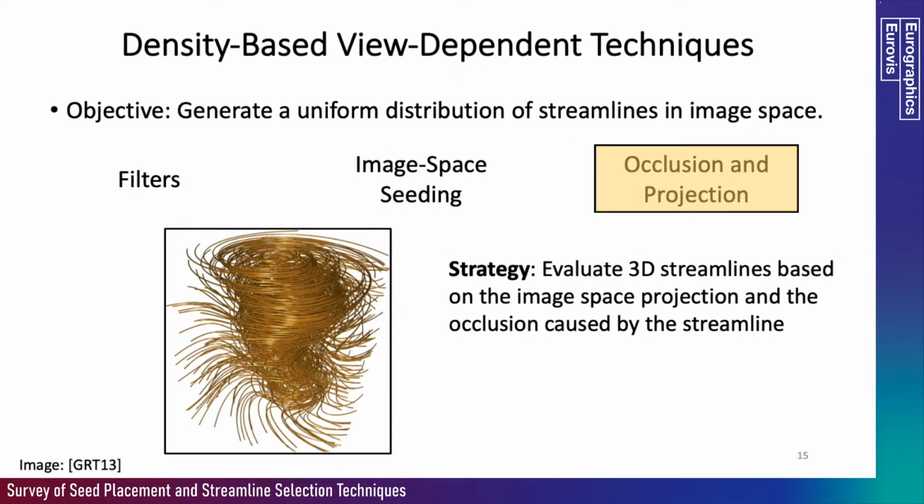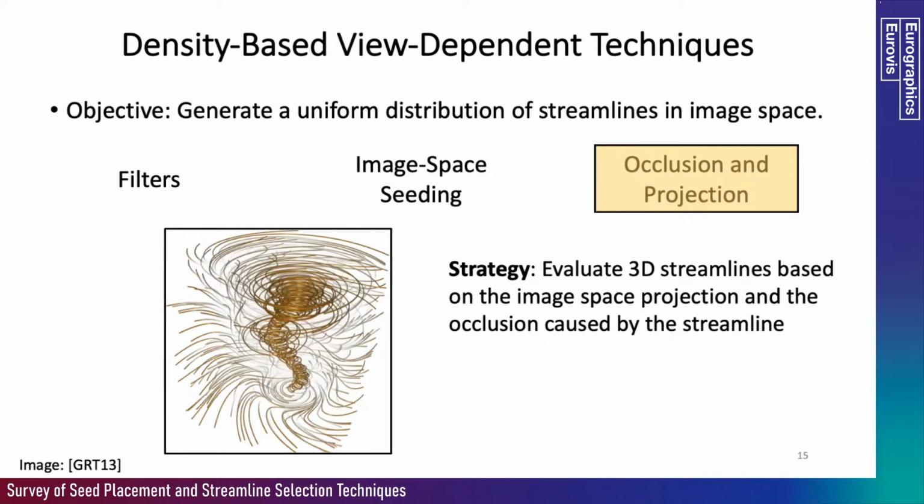The last class of techniques evaluate 3D streamlines by considering the image space projection of the streamlines and the occlusion caused by it. These techniques use occupancy buffers and measure streamline importance. Here is an example using opacity optimization to address occlusion of interesting regions of the flow field. These techniques are good at highlighting regions of interest and capable of being interactive and frame coherent when using hardware accelerators.